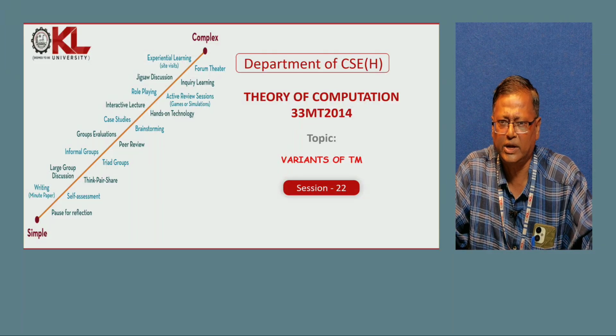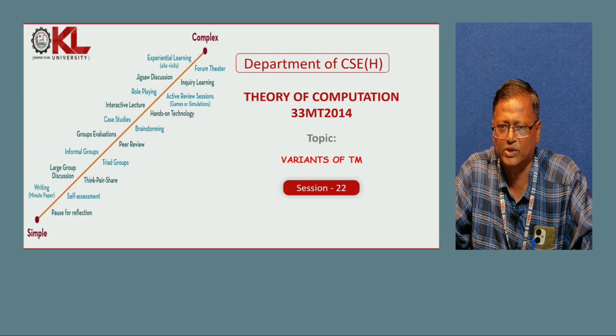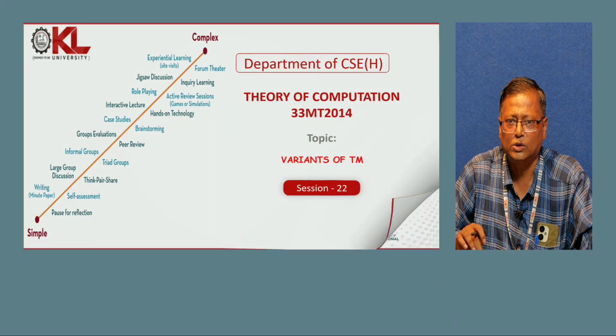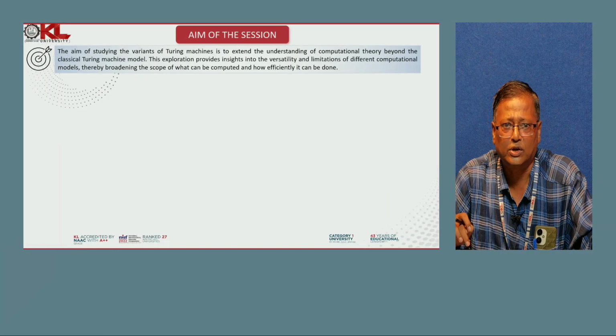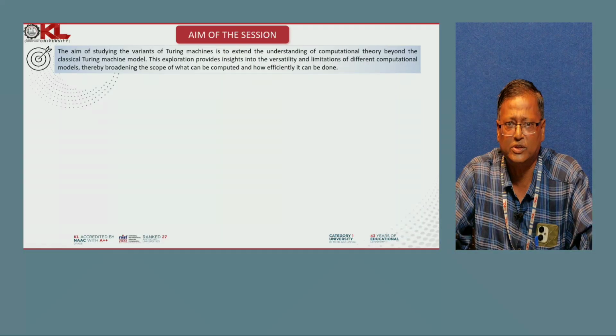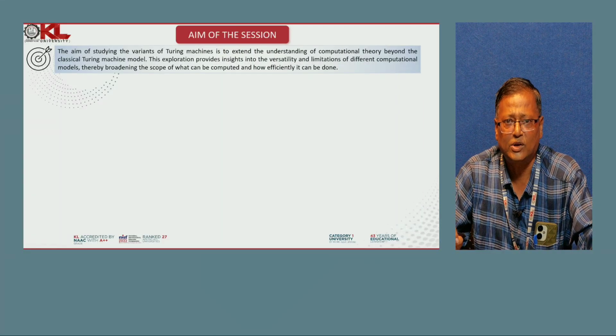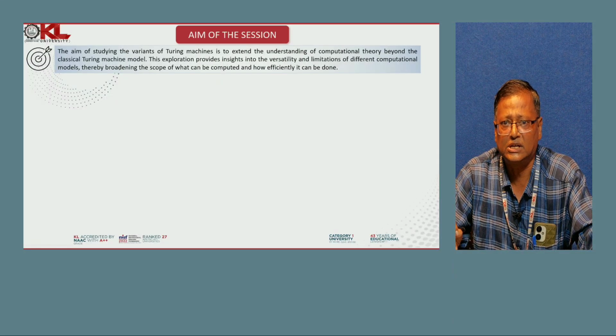Welcome to all. Today my topic is variants of Turing machine. Before going to that topic, first you should know the aim of the session. The aim of the session is to describe the Turing machine, and studying the variants of Turing machines is to extend our understanding of computational theory beyond the classical Turing machine model. So our basic aim is to describe various types of Turing machine.